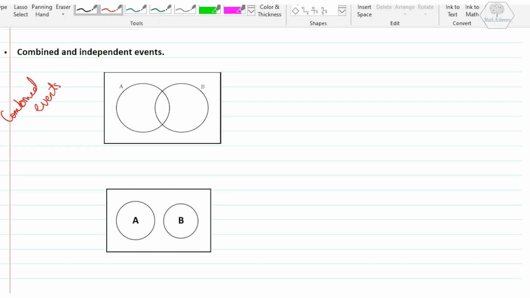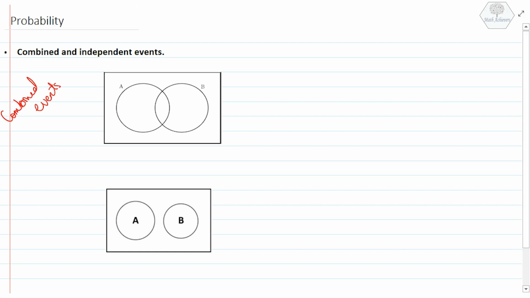For combined events, I have the formula that says the probability of A union B is simply equal to the probability of A plus the probability of B minus the probability of A intersection B. These are combined events.